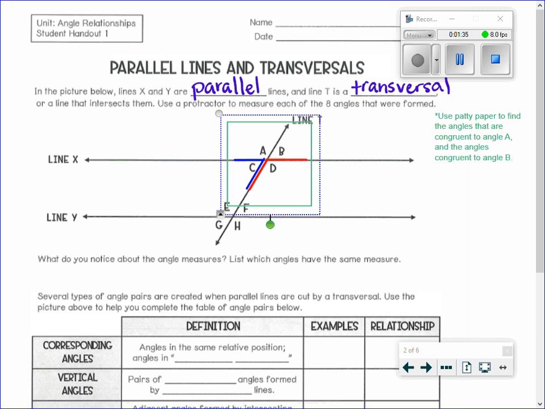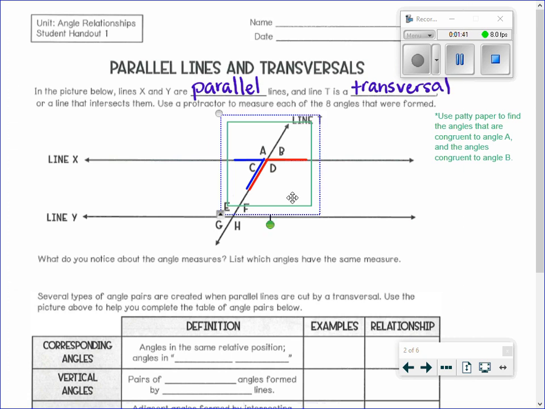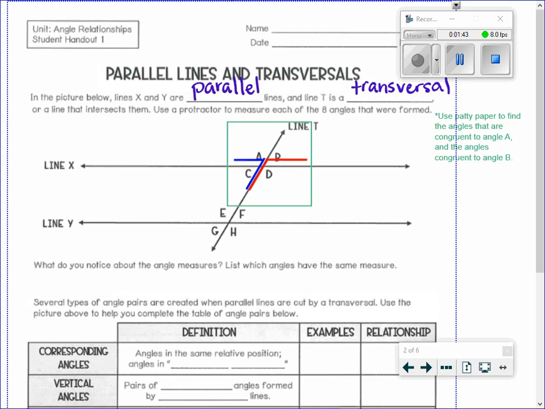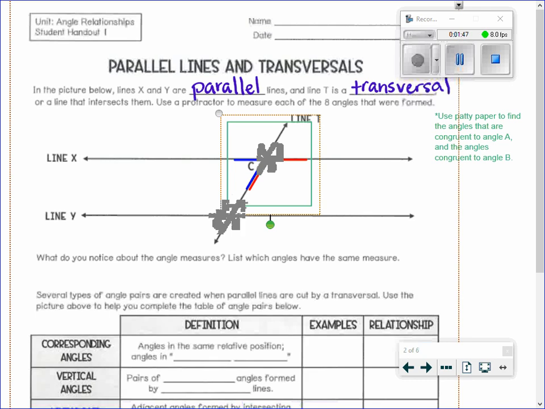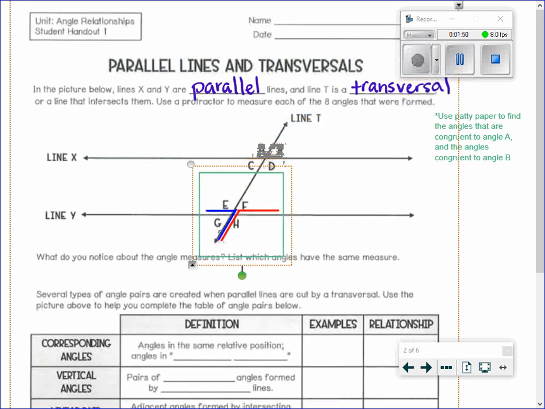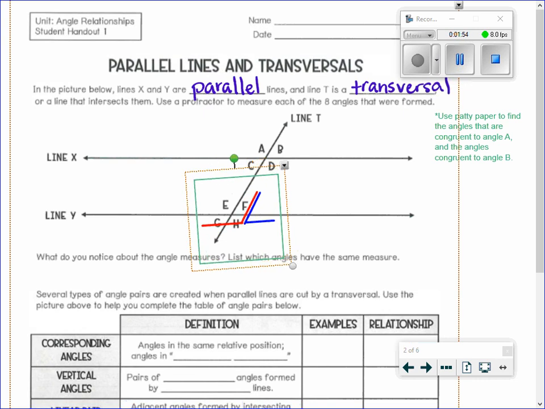E and H. Let's try. If I drag this down to E or to H, it's not going to let me. Well, I can move my paper. There it goes. If I move it to H, it's a perfect match. And if I turn it around, E is also going to be a perfect match.